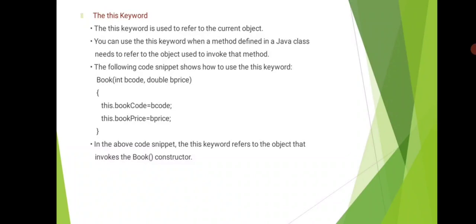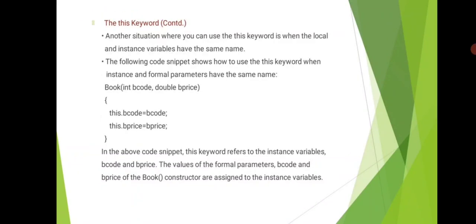Okay, so this dot book code means it is nothing but the object's instance variable book code. This dot book price means it is pointing to the object's instance variable book price. To those variables we are assigning the formal arguments b code and b price. So here is another situation where we use the this keyword, for initializing the objects.